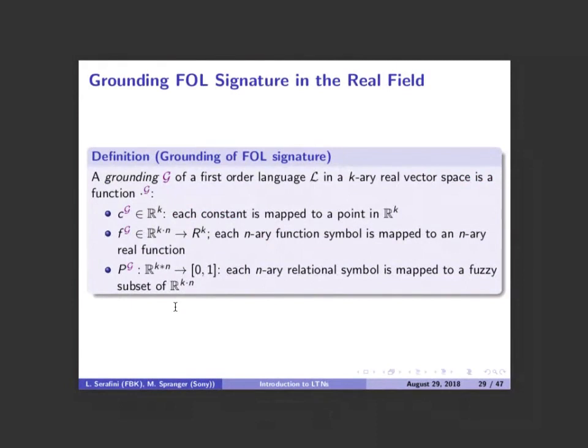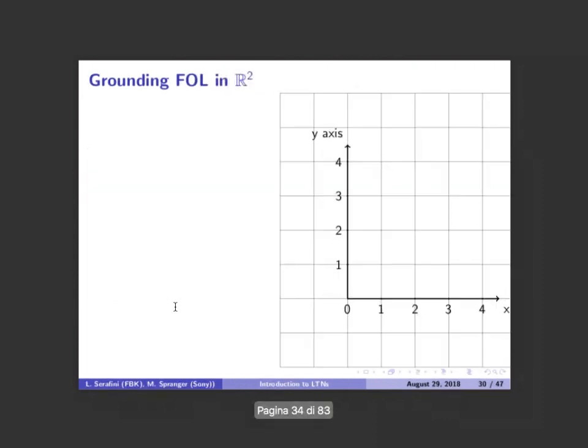And so a natural way of performing that grounding, and that's how we do it in LTN, is to map constants to a point in R^K, function symbols to an n-ary real function, and each n-ary relational symbol to a fuzzy subset of R to the power of K times n. And using that fuzzy logic setting that I mentioned.